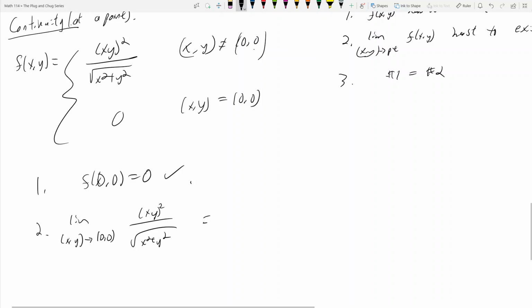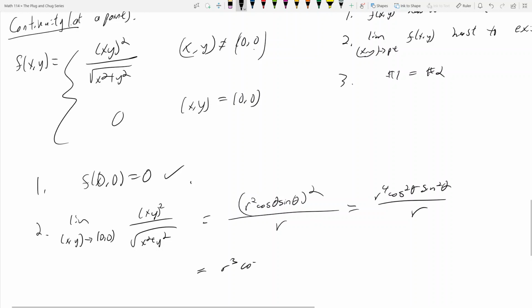We'll convert it into polar. Up top, I get r squared cosine theta sine theta squared, and down on the bottom I have just r, because it's the square root of x squared plus y squared, which is the square root of r squared, which is r. This then becomes r to the 4th cosine squared theta sine squared theta over r, and that's r cubed cosine squared theta sine squared theta. And this now becomes the limit as r approaches 0, because we converted it into polar. And what's this? Well, the r cubed just kills everything else, and so this limit is 0.